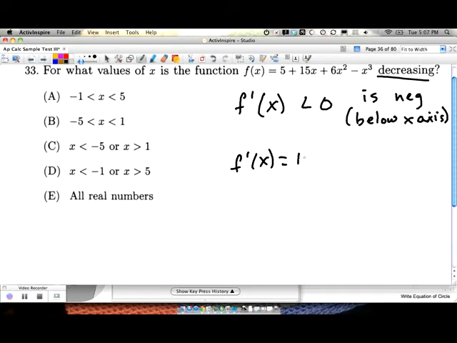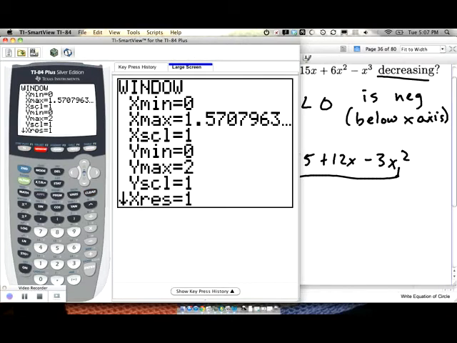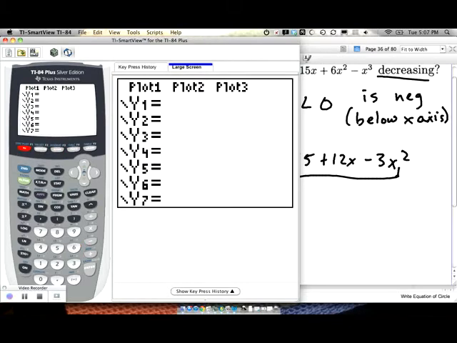Derivative of the first term is 0, derivative of the second term is 15, third term is going to be plus 12x. We bring down the 2 to multiply by 6. Then we have minus 3x squared. This is my derivative. Let's graph this derivative. So we have a new function here. We're going to change our window. Actually, zoom, standard, y equals, and then we have 15 plus 12x minus 3x squared. So easy.